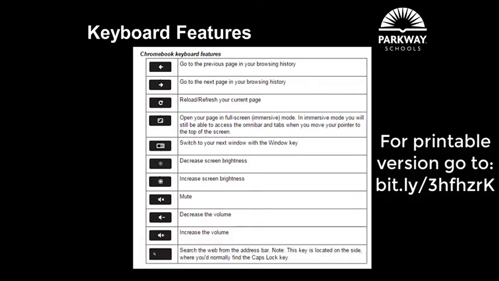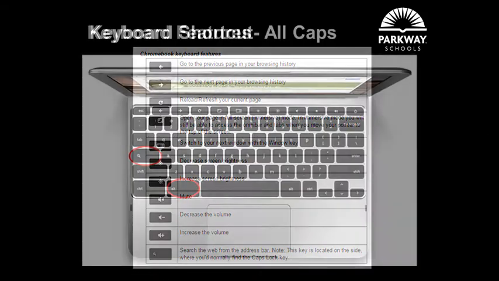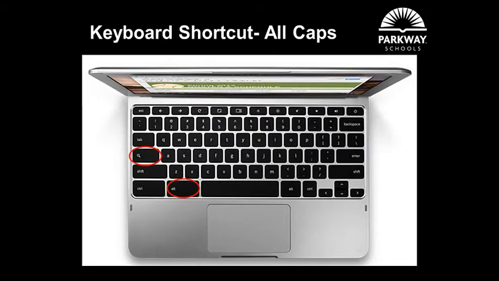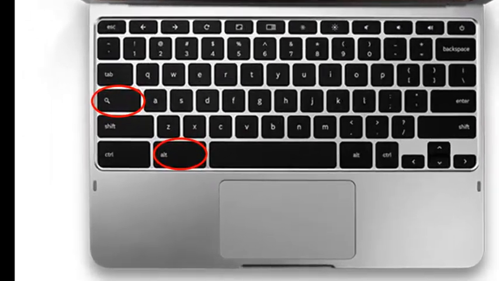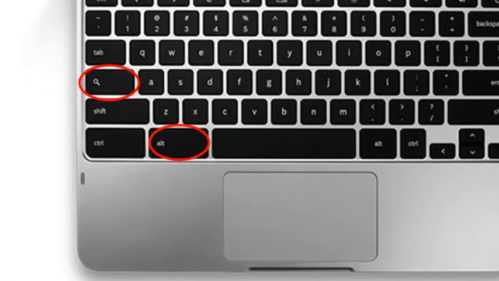Since the search key is located where the caps lock usually is, let's look at how you can use all caps on a Chromebook. Instead of a key on the keyboard, caps lock is a keystroke, or a combination of keys that are pressed at the same time. Holding down the Alt key in addition to the search key with the magnifying glass on it will turn on all caps. You can do the same keystroke to turn it off.